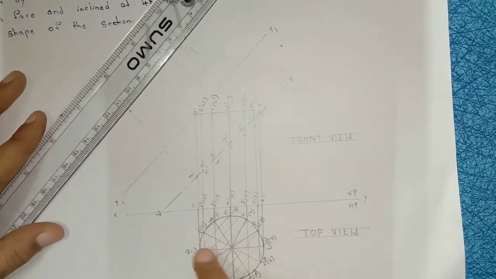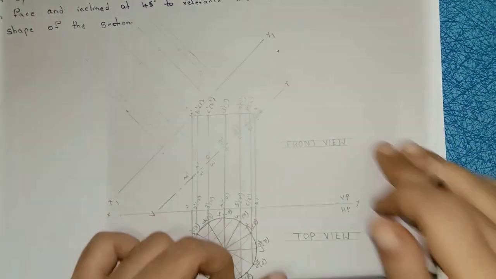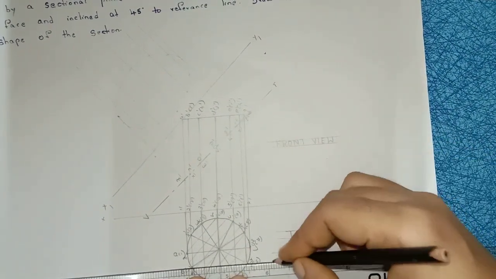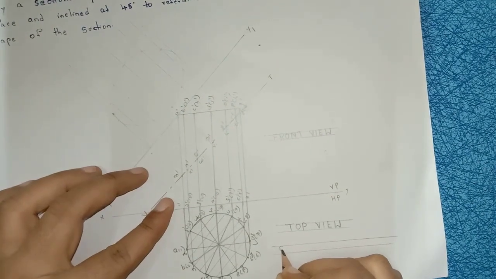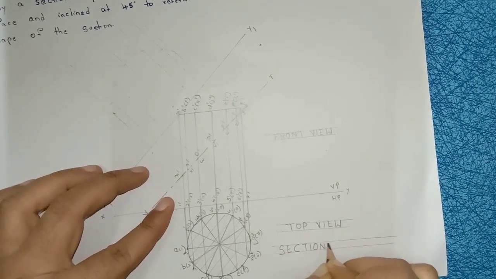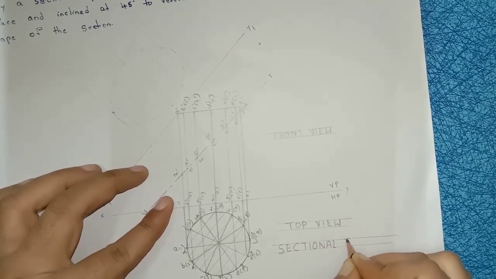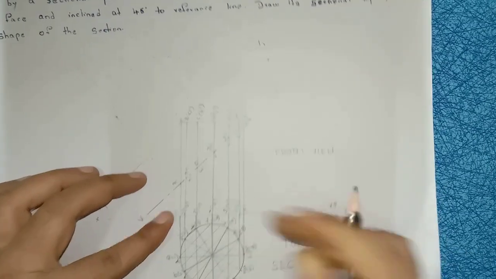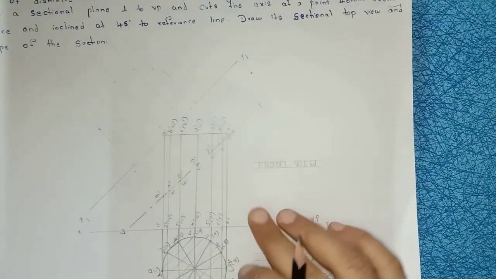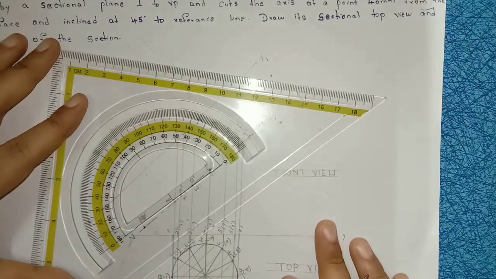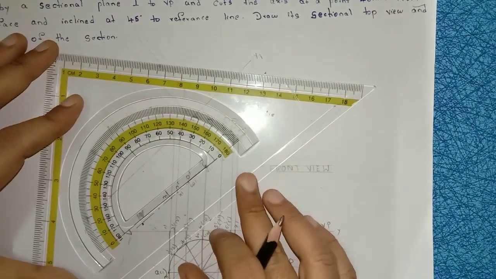So the front view and top view we have drawn here. This is your sectional top view. Take a height of 5 mm and write down, this is your sectional top view. We have drawn a line which is parallel to the sectional plane. Now we are going to place our protractor on the sectional plane.